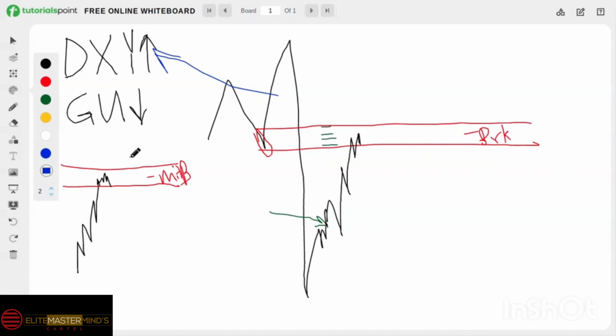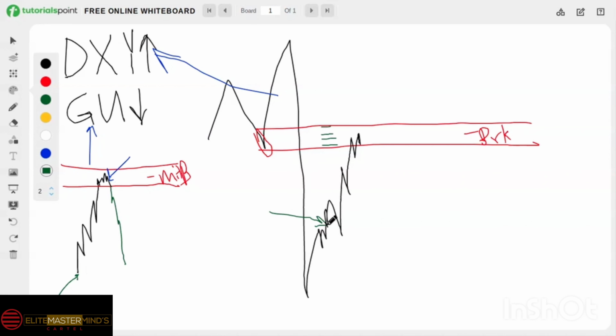I entered right here. Remember on GU, this is the GU chart. This is for GU. I entered right here. So why did I go short? Why did I know price had to come down here? Let me use different colors. What I'm saying is, why did I go short knowing that price had to come down here and take out this low right here? So why did I go short?